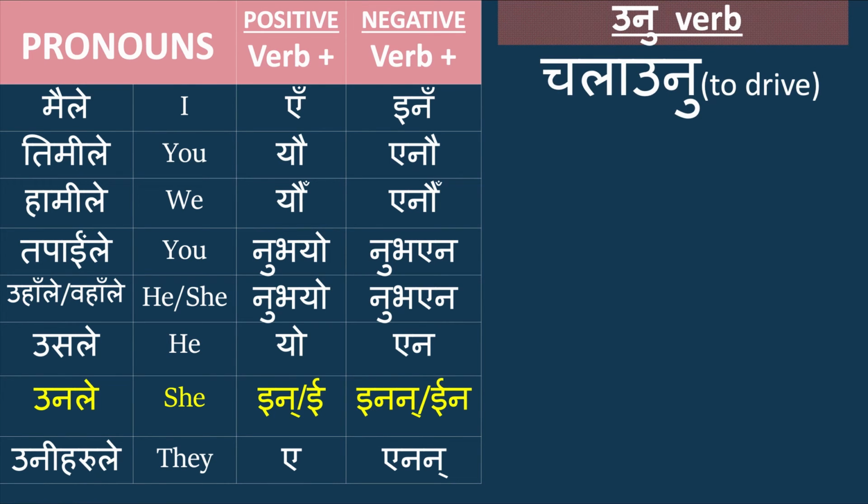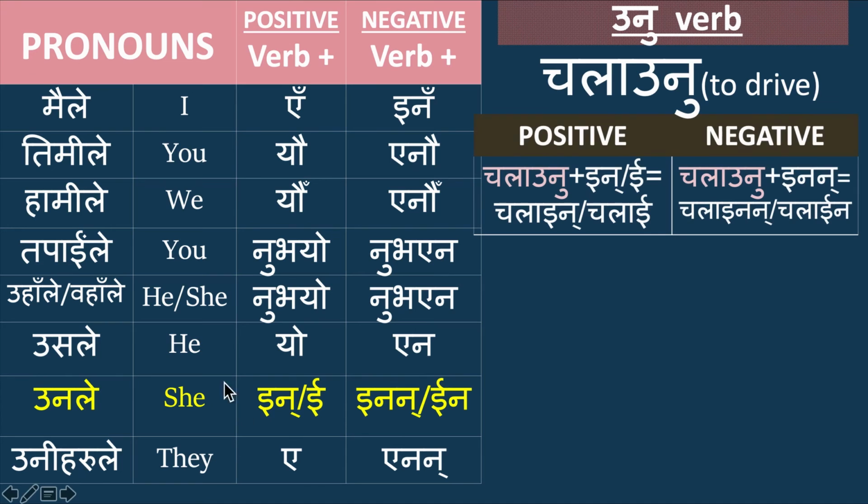Unu verb example चलाउनु, to drive. चलाउनु plus in, चलाइन. चलाउनु plus e, चलाइ. Here unu is replaced by the incoming conjugation in or e. Same rule in the negative. चलाउनु plus इनन, चलाइनन. चलाउनु plus ina, चलाइना. Because of less space, I haven't shown ina here, but the verb is formed by adding ina.